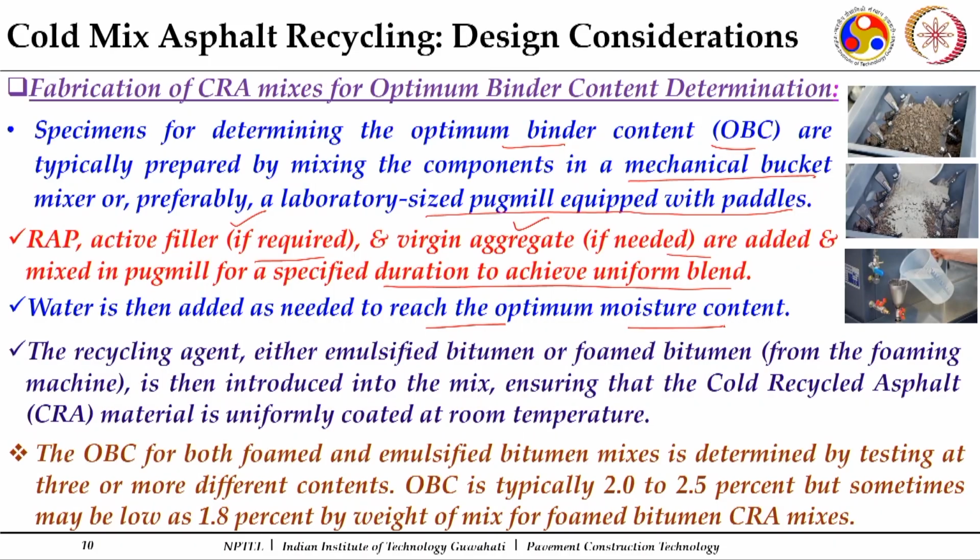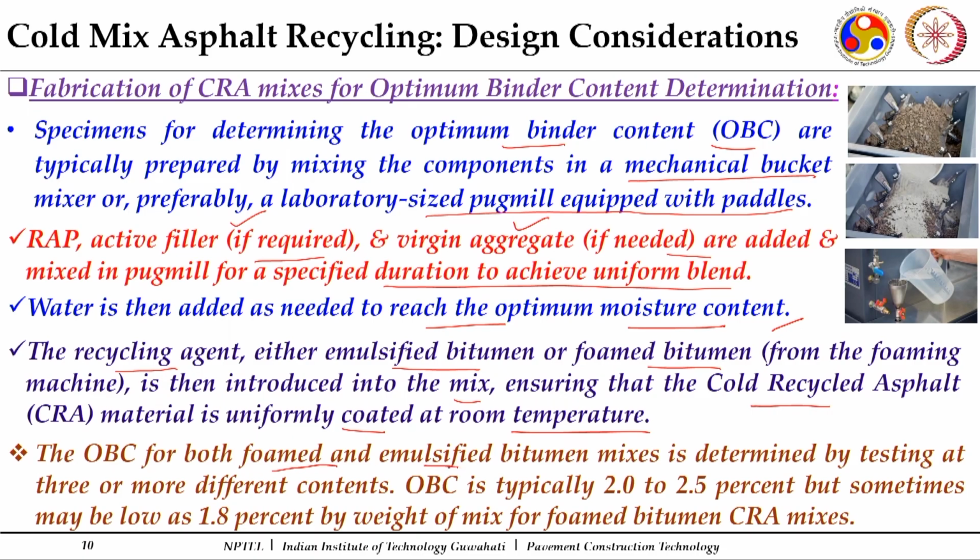Then the water is added, and for this you need to ensure what the existing water content in the wrap is. Then whatever additional water is to be added to reach the optimum moisture content, it is again mixed. Finally, after that, the recycling agent, which is either emulsified bitumen or foamed bitumen, is added into the mix, ensuring that the cold recycled asphalt mix is uniformly coated at room temperature. So there is no heating involved here. Then whatever the required doses of your emulsified bitumen or foamed bitumen are added.